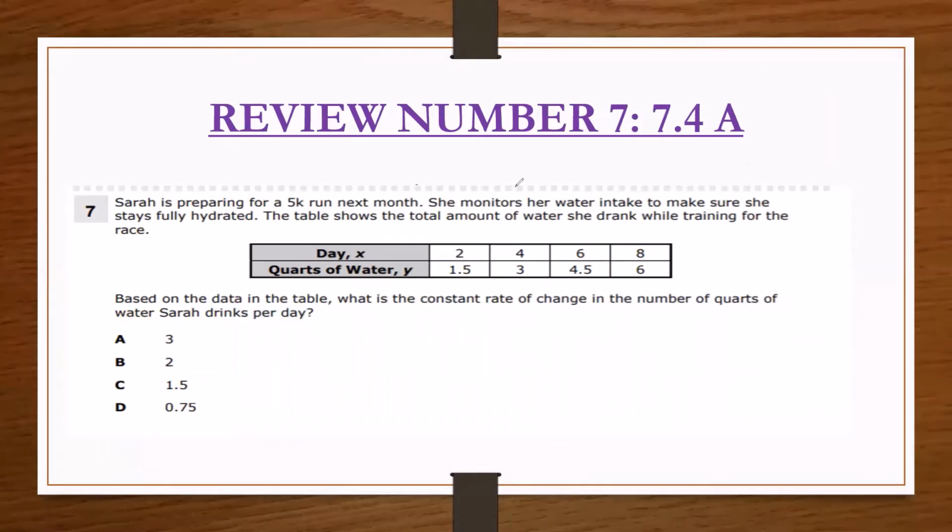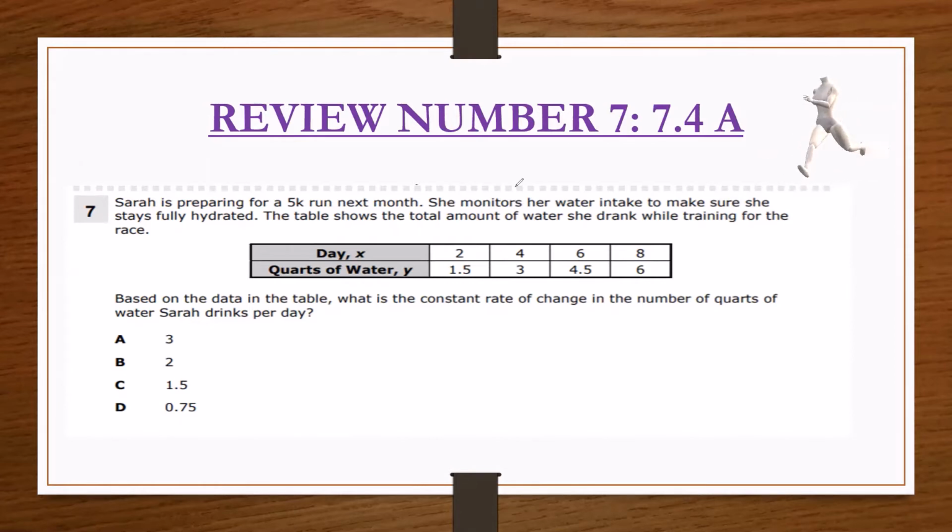Okay, let's get started. Today we'll be covering TEKS 7.4a, and I'm going to start off by reading the word problem. Sarah is preparing for a 5K run next month. She monitors her water intake to make sure she stays fully hydrated. The table shows the total amount of water she drinks while training for the race. Based on the data in the table, what is the constant rate of change in the number of quarts of water Sarah drinks per day?